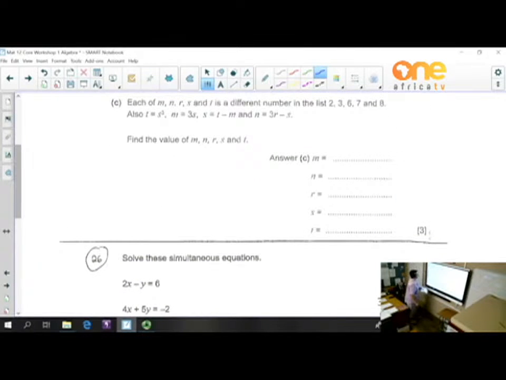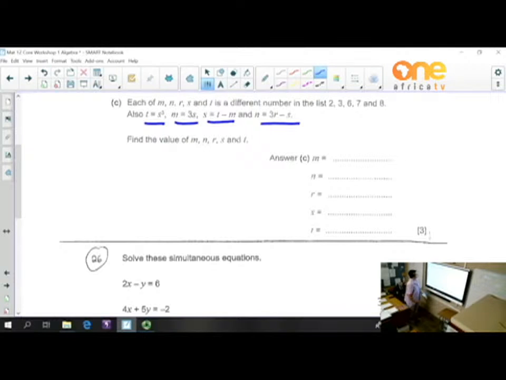Each of M, N, R, and S is a different number in the list. And then they also give you this information: t is equal to s to the power of 3, m is equal to 3s, s is equal to t minus m, and n is 3r minus s. And now we have to find those values. So here you'll have to play around with the information. There's no direct rule to do this one.